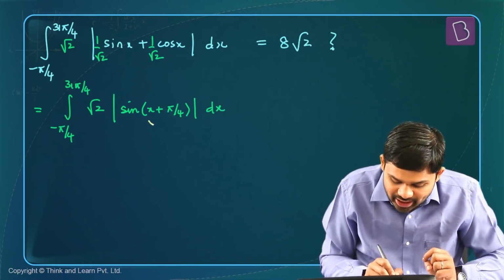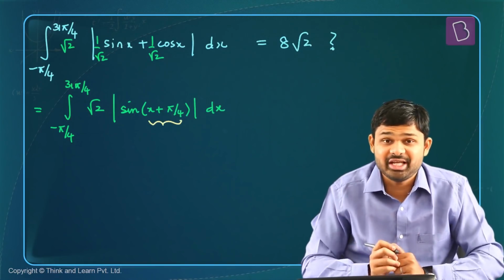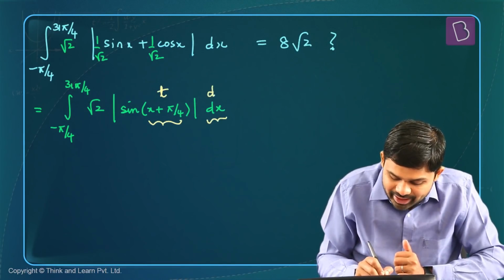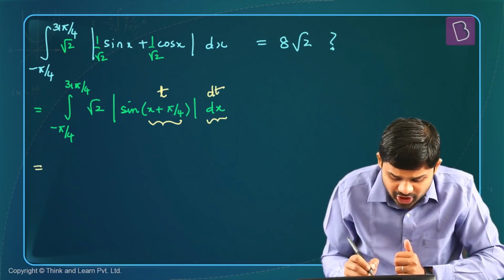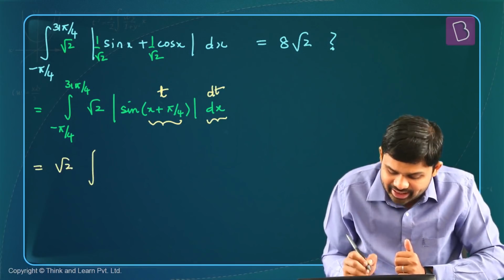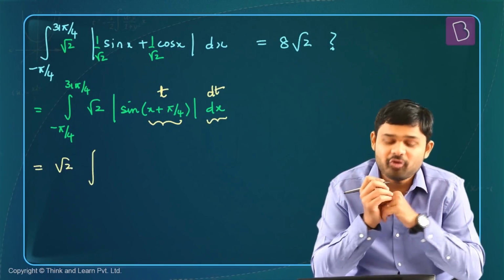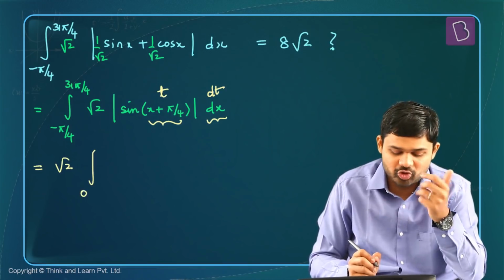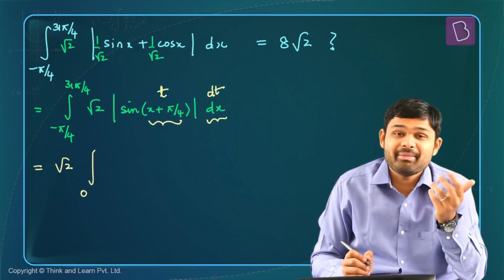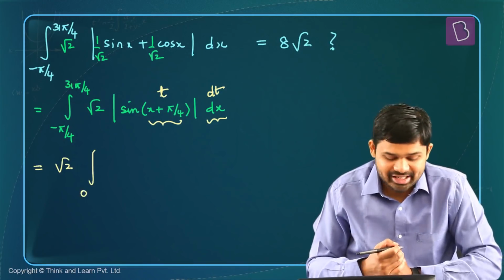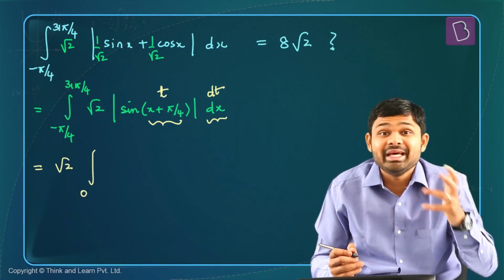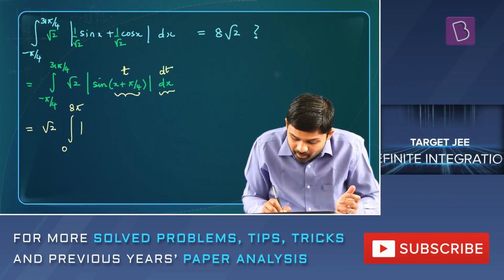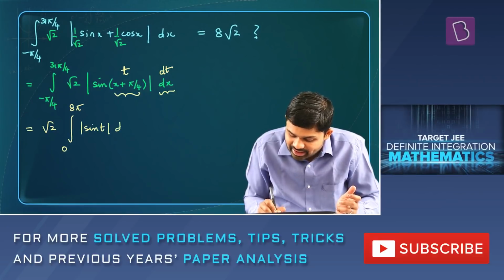And now we're going to use a dummy variable to simplify our calculations further. x plus pi by 4 is going to be my new variable t, and so dx will be dt. My integral now changes to root 2 times integral from, well, negative pi by 4 is going to become equal to 0, because my new variable is x plus pi by 4. So when x is negative pi by 4, x plus pi by 4 will be equal to 0. And when x is 31 pi by 4, x plus pi by 4 will be 32 pi by 4, which is nothing but 8 pi. So I have 0 to 8 pi mod of sine t dt.